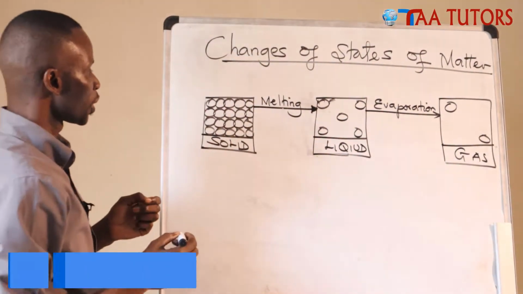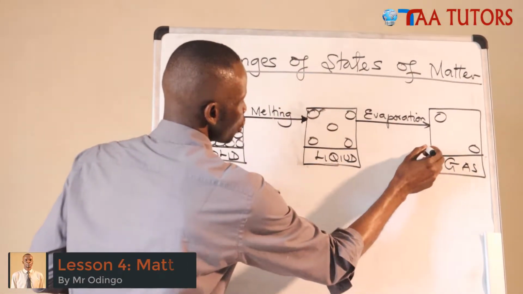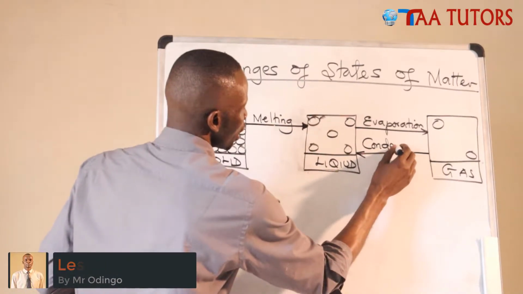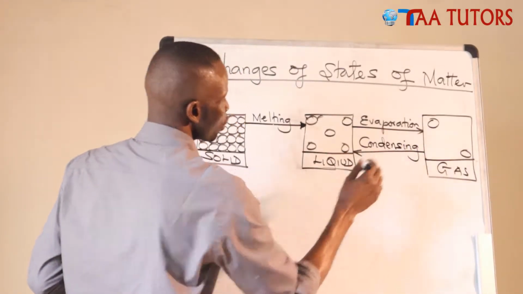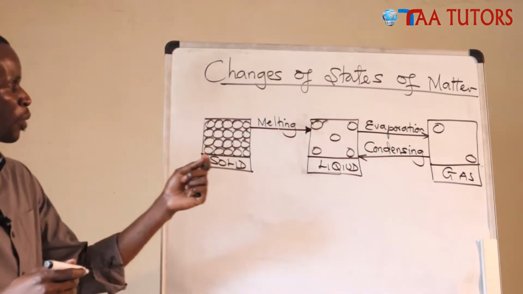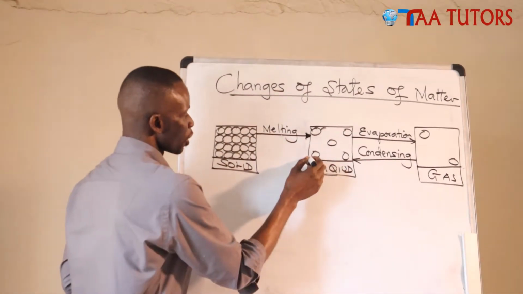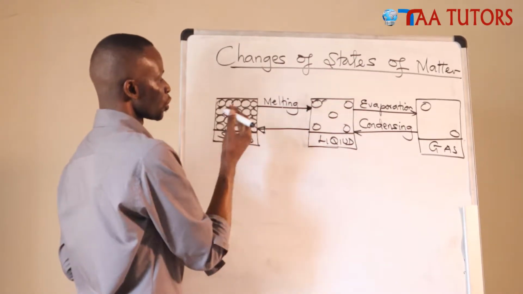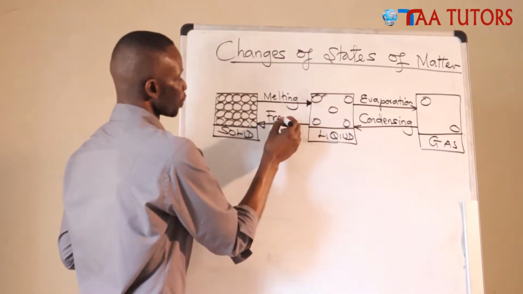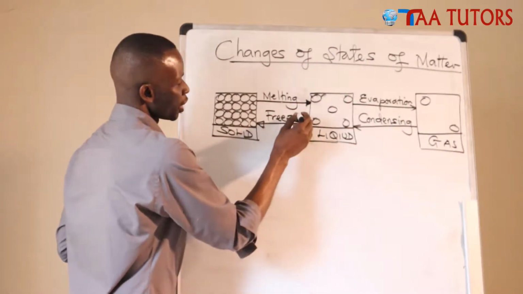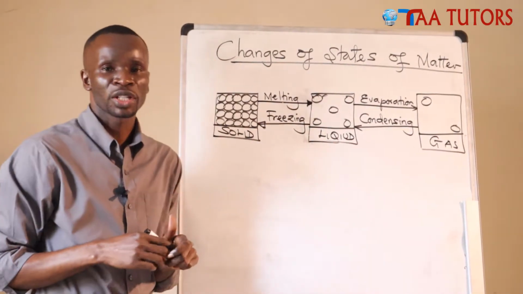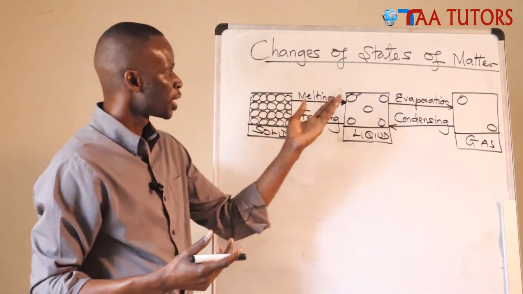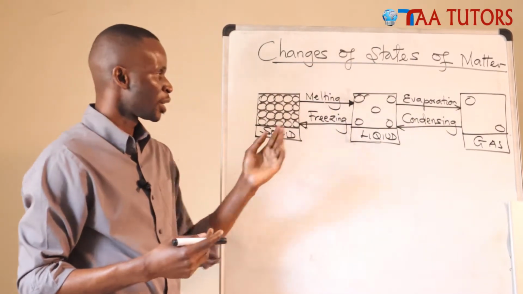And what about if I have to change gas into liquid? This one is condensing, or condensation. That is the change of state of matter from gas into liquid. What about liquid to solid? The change of state of matter from liquid to solid is called freezing. These are four changes of state of matter that we see daily: melting, evaporation, condensing, and freezing.